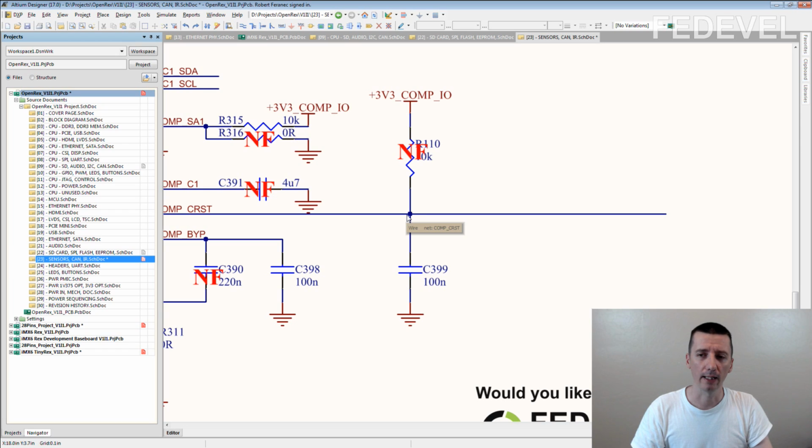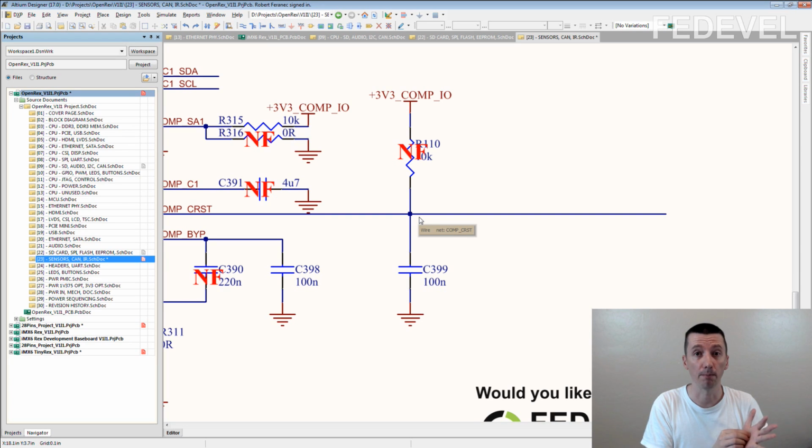What do you think, why am I not recommending placing the components and connecting them this way? One of the reasons is because this cross junction point, this junction point which is here, is sometimes very badly visible, especially if you print the schematic. Many times these junction points are so small, so tiny, that they are almost not visible.